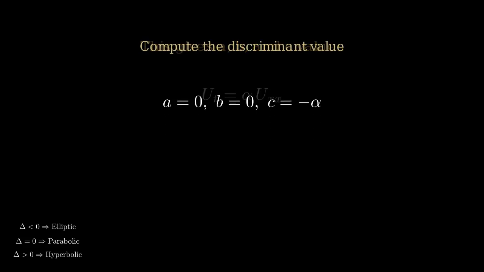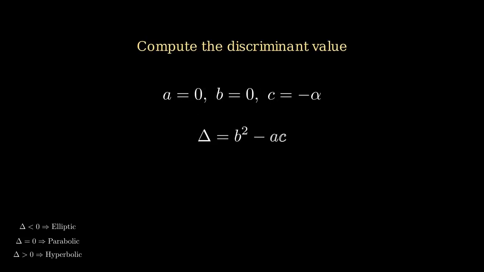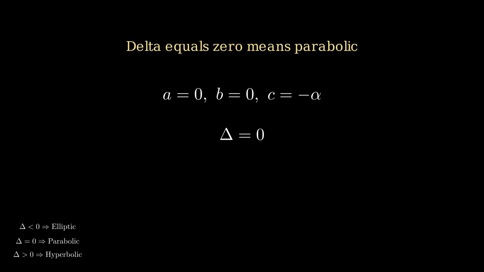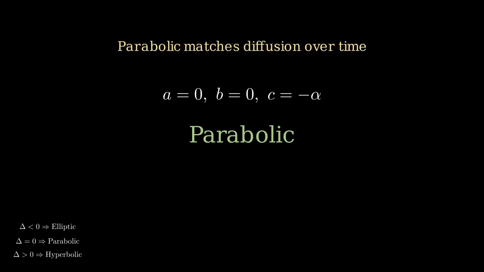Now we compute the discriminant. Delta equals b squared minus ac, which is 0 squared minus 0 times negative alpha, giving 0 minus 0, which equals 0. Since delta equals 0, the heat equation is parabolic. As a check, this matches expectations, since the heat equation models diffusion over time, which is the classic parabolic behavior.